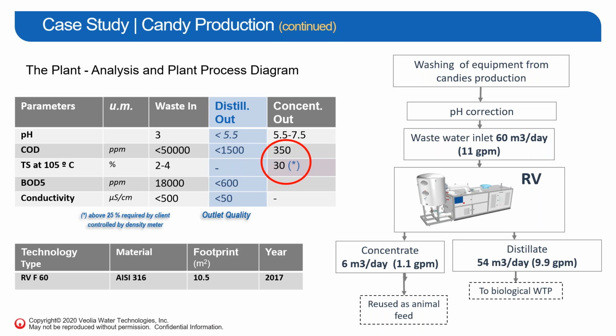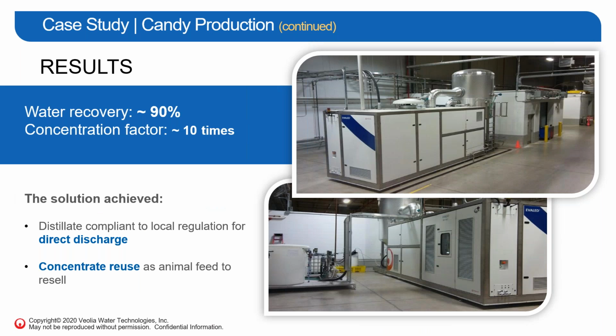In this particular case, the customer was able to concentrate the stream 10 times, and reuse and sell the concentrate as animal feed to the farmer to feed the pork. As you can see, they also complied with the water regulation, and they are able to discharge the distillate directly to the sewage.